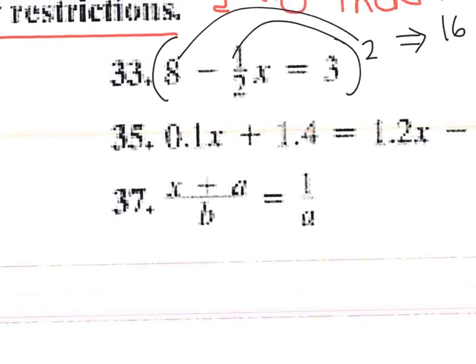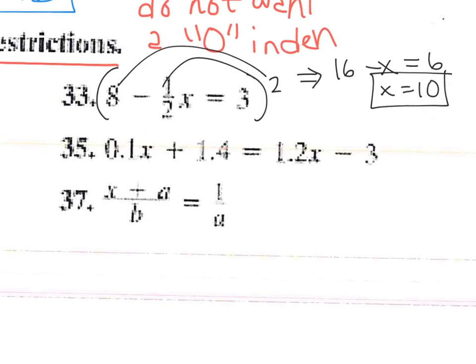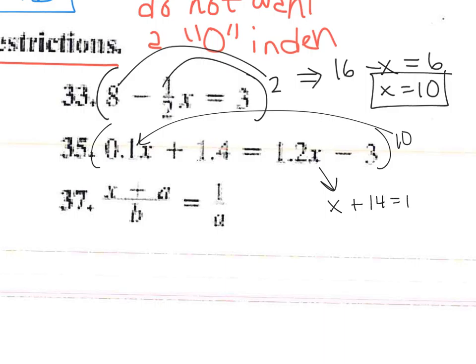35. Just like I cleared fractions, you can also clear decimals. All of these numbers have the 10 spot. So if I have a 10 spot, the tenths, I'm going to multiply by 10. If I have a decimal that has a 100th spot, so 2 decimals, I'm going to multiply by 100. So this one I'm going to multiply everything through by 10. So 1/10 of 10 is just x, plus 1.4 times 10 is 14, equals 12x minus 30.